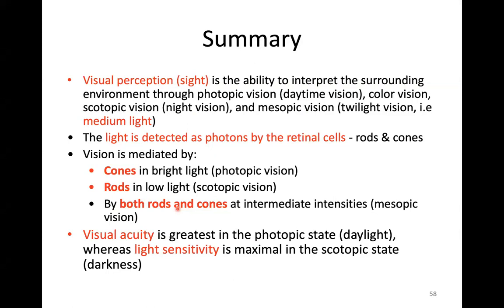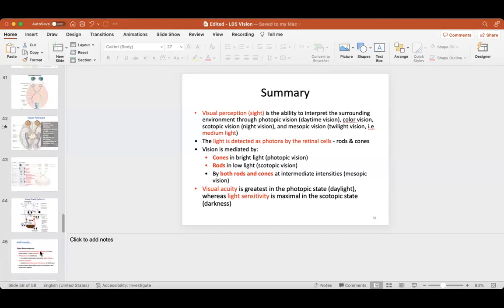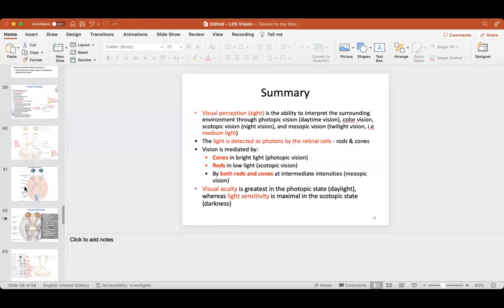Visual acuity is greatest in daylight when the light is greater, and it's least in the scotopic state, or in darkness, when light sensitivity is maximal. And that's actually it. There's a few slides that I had to hide because I didn't have enough time to go over all of them. That's actually it for this lecture.